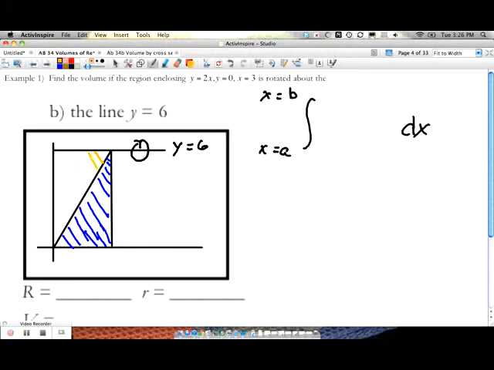Because this area here is not attached to the axis of rotation. That means that I got to subtract that orange. So I got to figure out my big R and little r. So let's start with big R. That means, let me step back here a second.